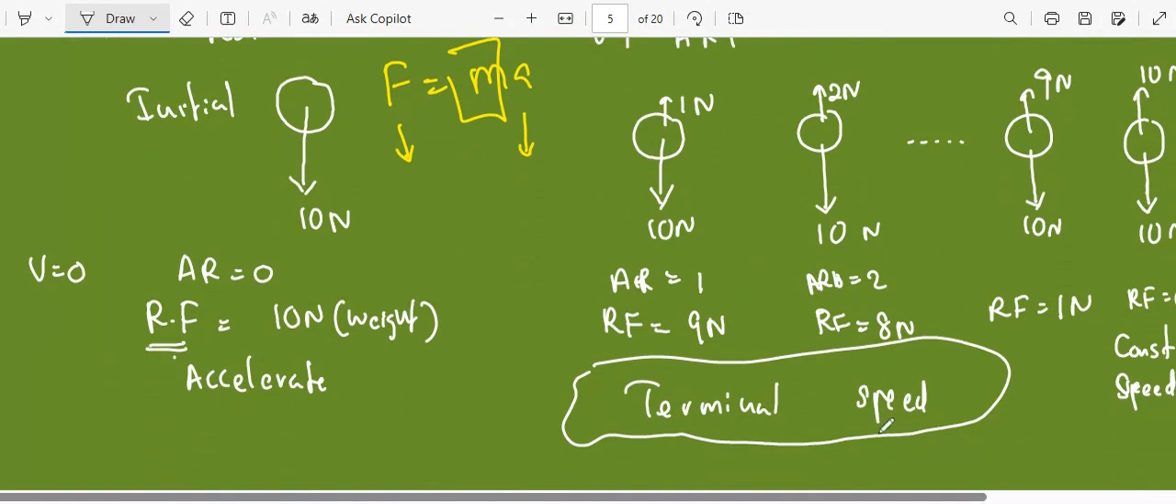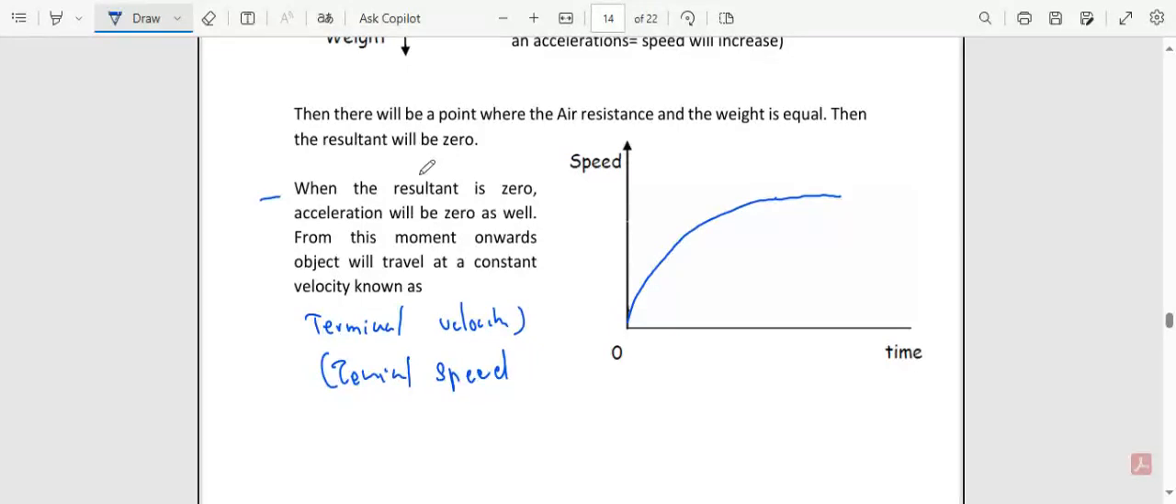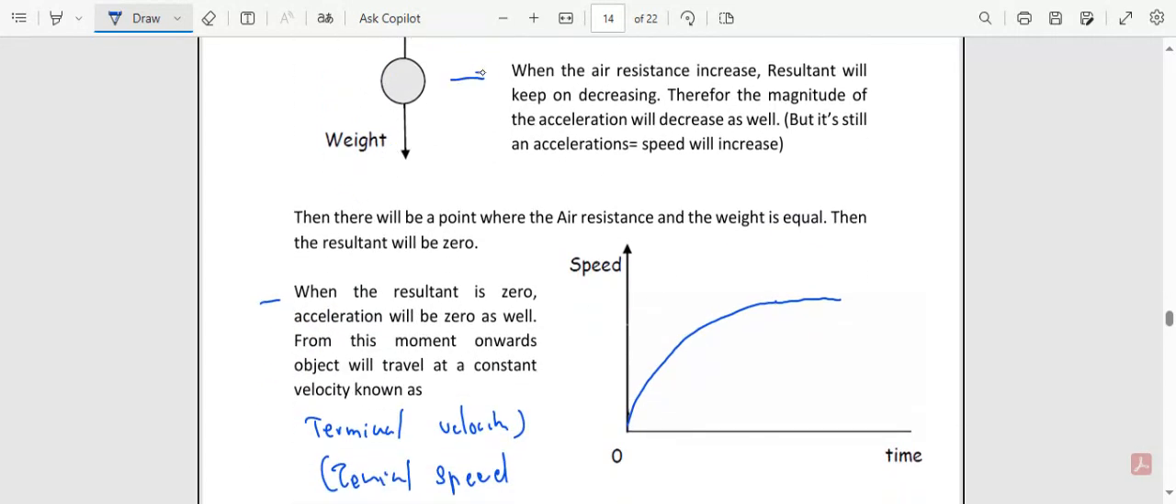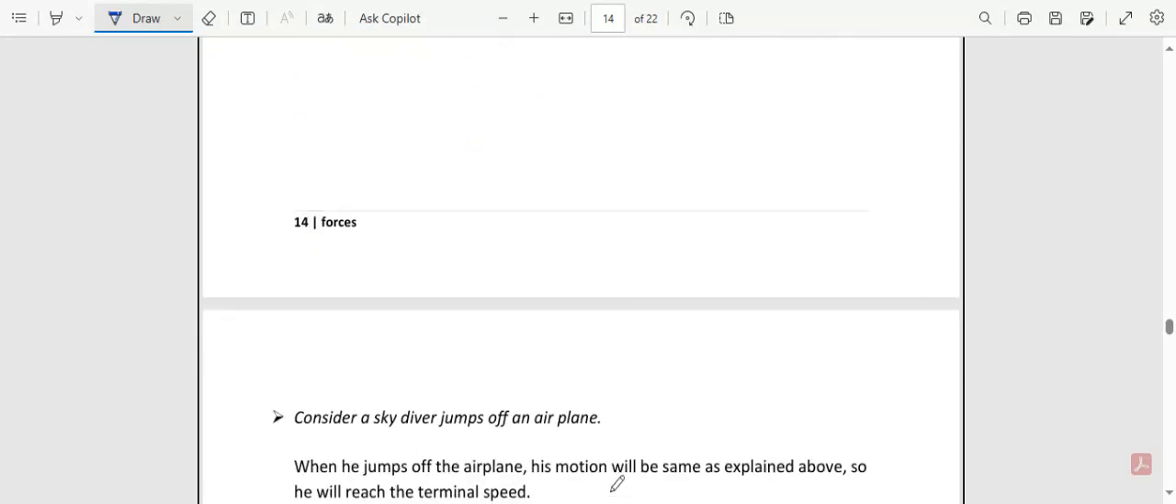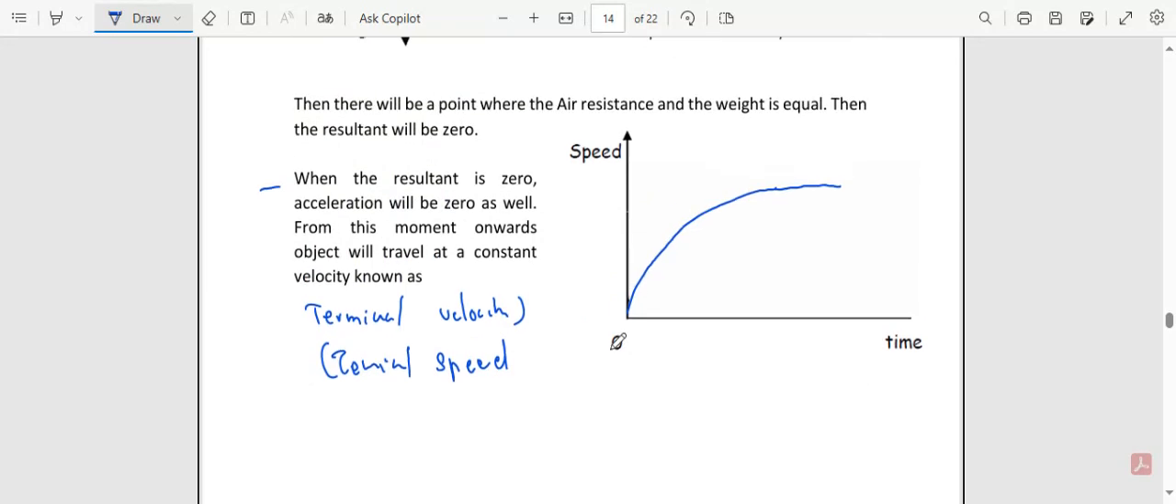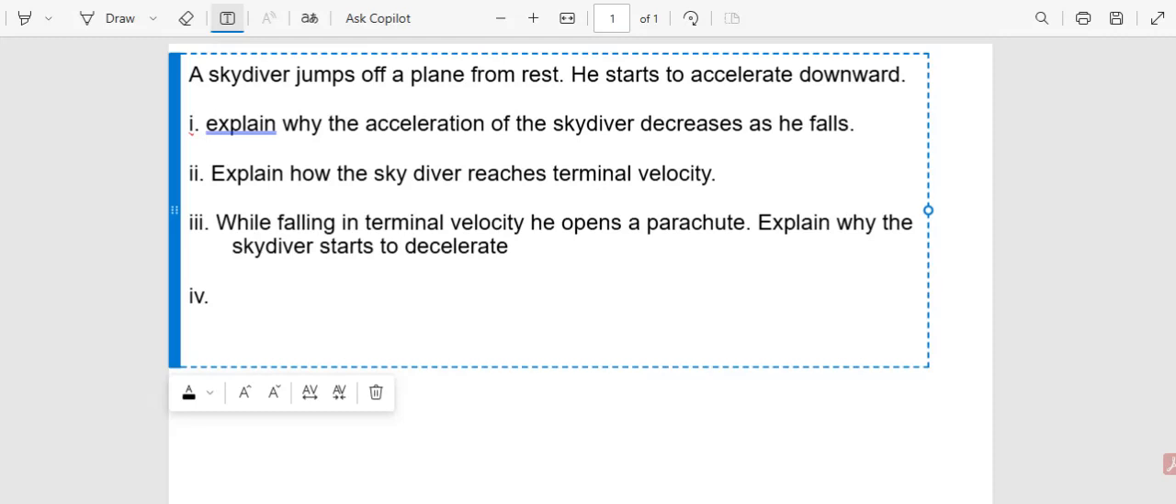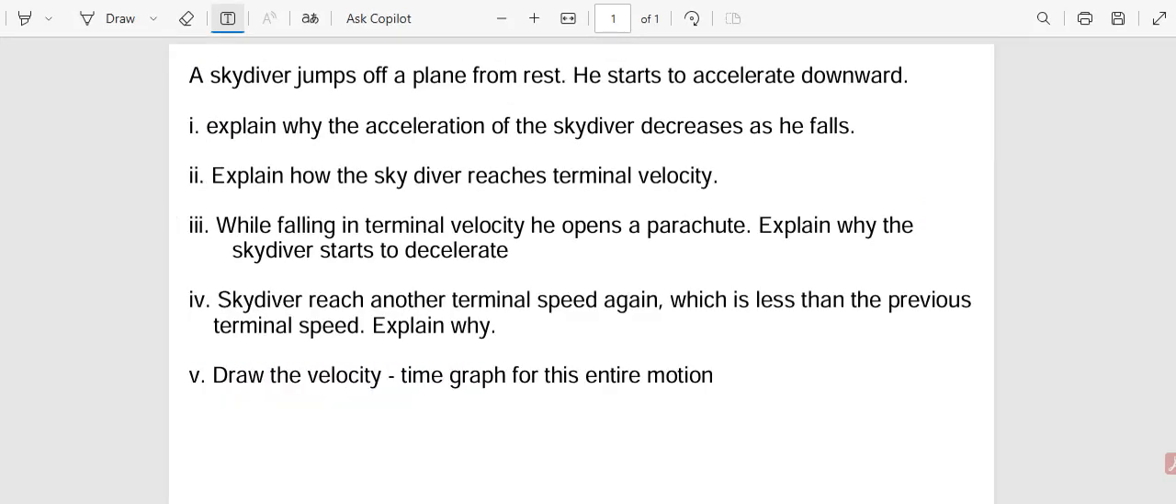So when the resultant force decreases, the acceleration decreases. That's what is mentioned there in the note, the paragraph next to the figure. When the air resistance increases, the resultant force keeps on decreasing, therefore the magnitude of the acceleration decreases as well. Is it understood? Try while reading the question, and then we'll explain. Until then, give it a try.